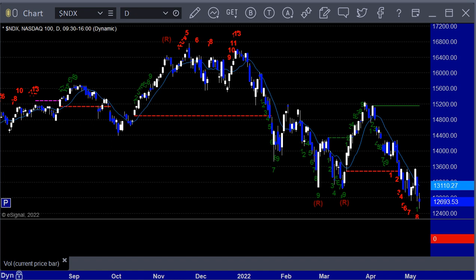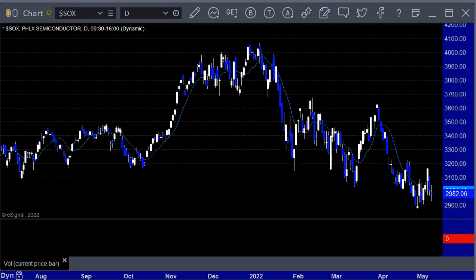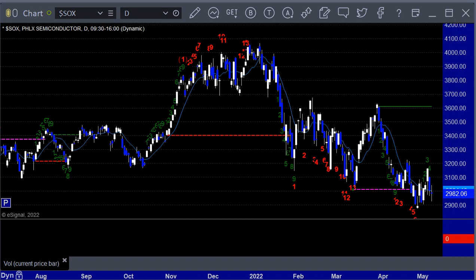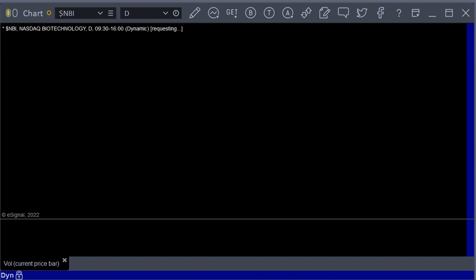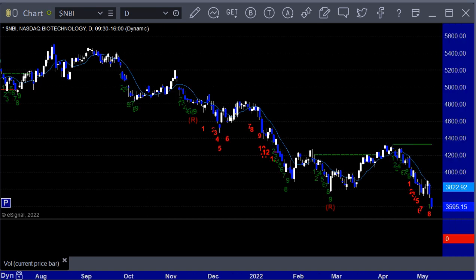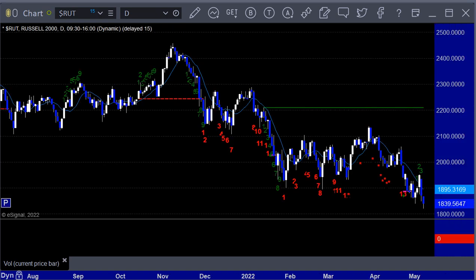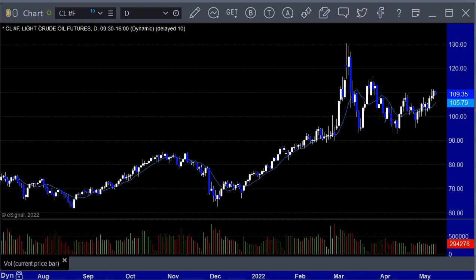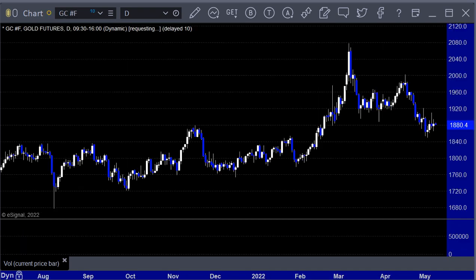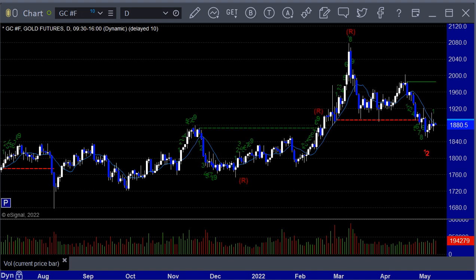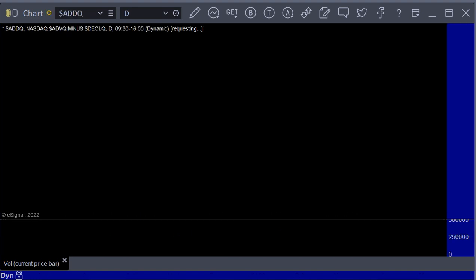Nasdaq 100 down 157 on Friday. That's new lows for the Nasdaq for the year. I think there's still some room. The SOX down 23.46, not at new lows, but close to it. The biotechs down 143.52. They're just pulling the rug on the biotechs. The Russell 2000 down 31.58. Nothing good about that. Crude oil down 42 cents to 109.35. Gold down $2.40.